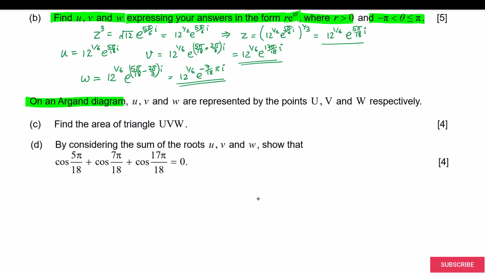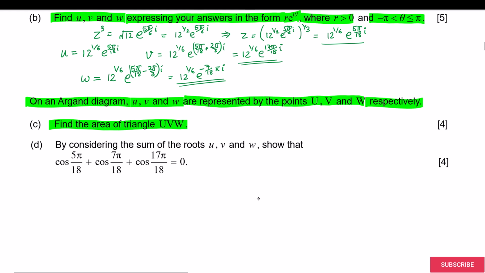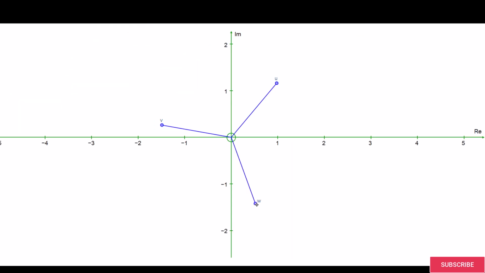On an Argand diagram, U, V and W are represented by the points U, V and W respectively. Find the area of the triangle UVW. I will again refer to that diagram. From there we can see that to find the area, it is easy to find the area of one triangle.